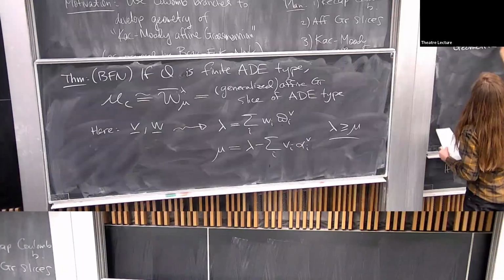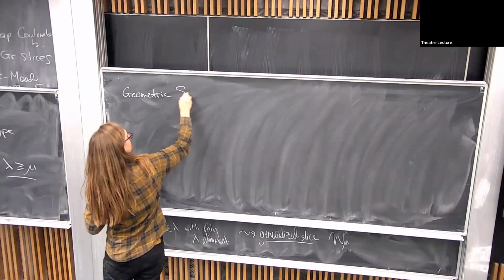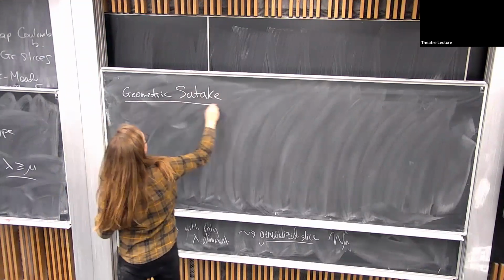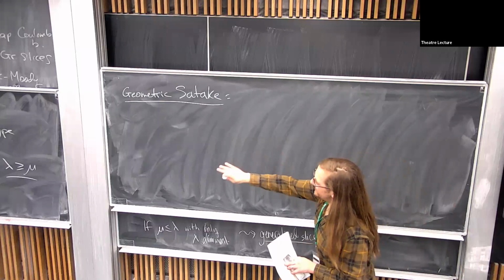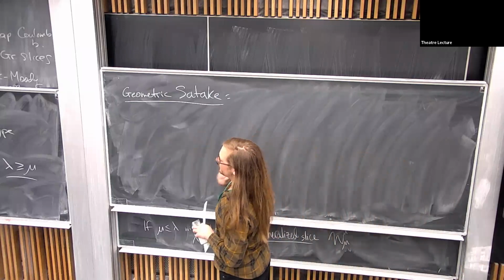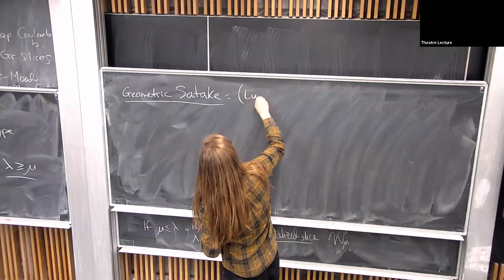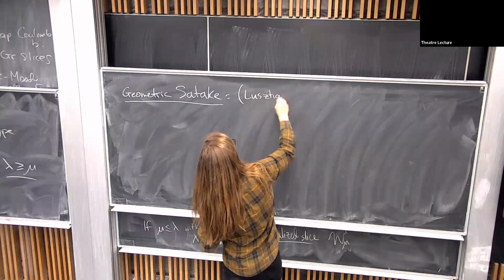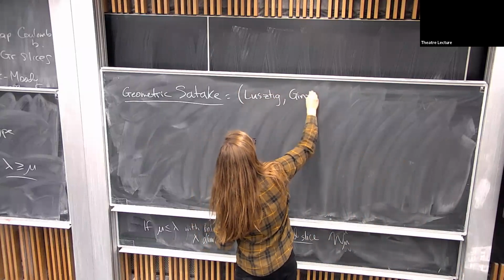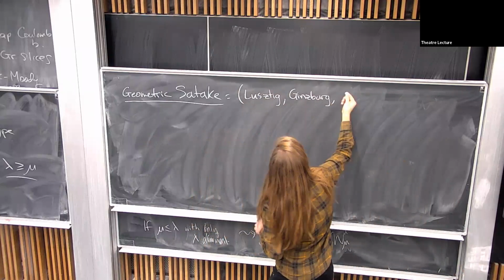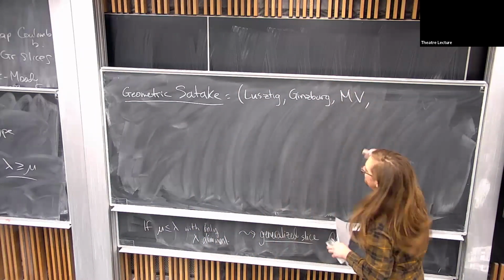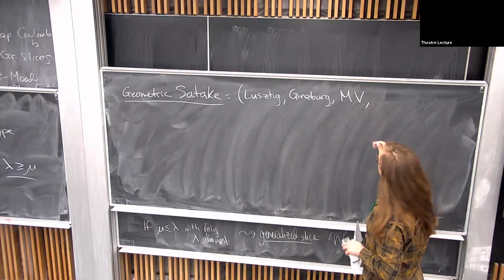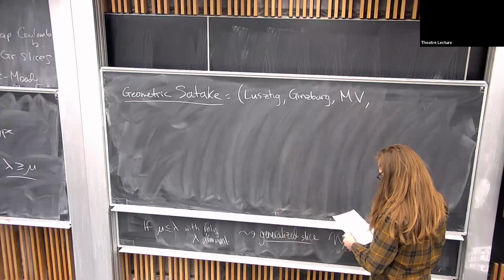Here's some version of geometric Satake, which is not going to be stated as an equivalence of categories because I'm not going to use a category, but rather I'm going to tell you how to build a representation. But still, let me just recall that this is Lusztig, Ginzburg, Mirković, Vilonen. Maybe in the form that I'm about to state, I should also add Krylov.